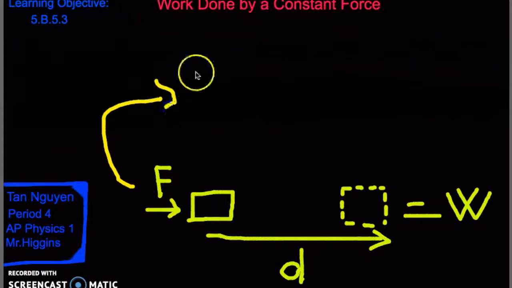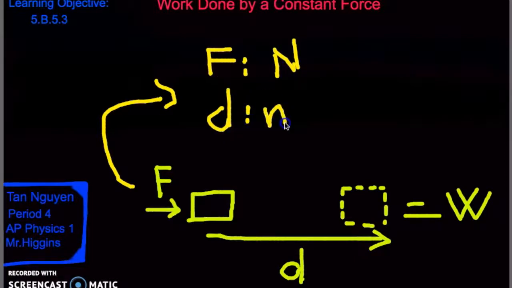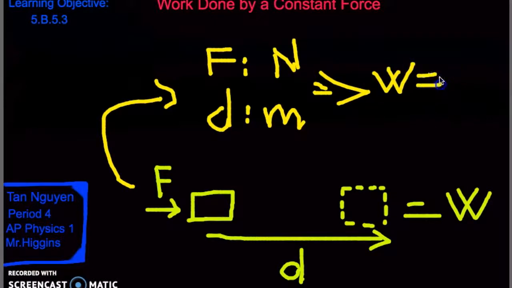From this, we know that the two factors that affect the work done on an object are force, which is measured in Newtons, and distance, which is measured in meters. Therefore, we have an equation: work equals force times the distance the object traveled.